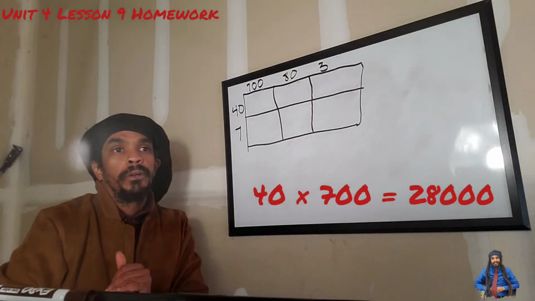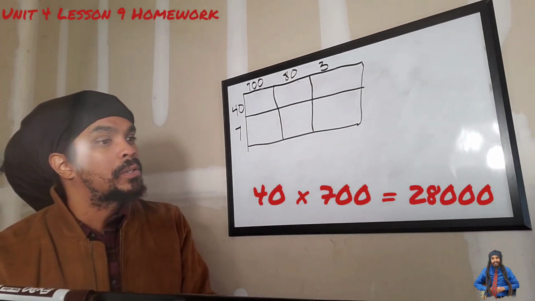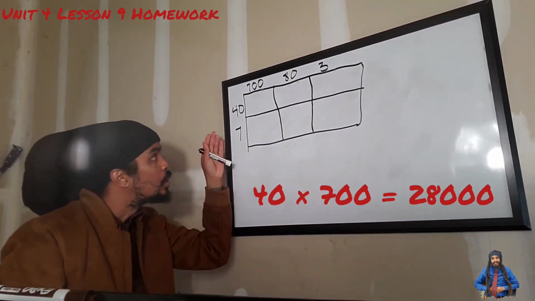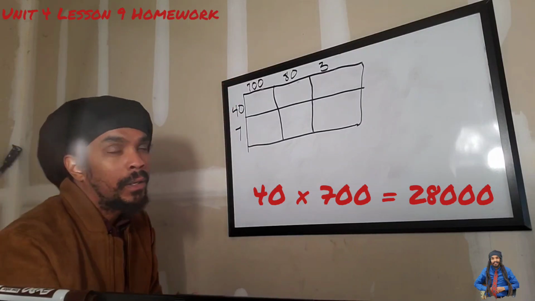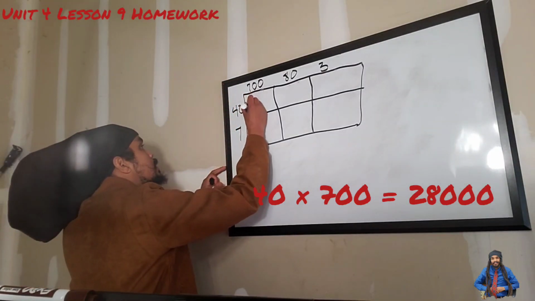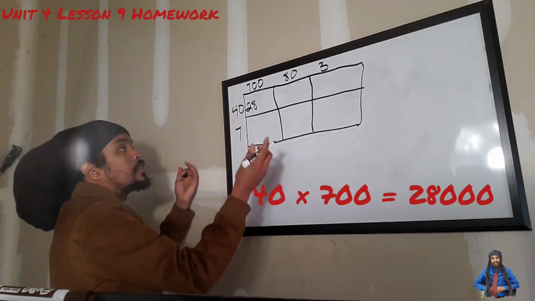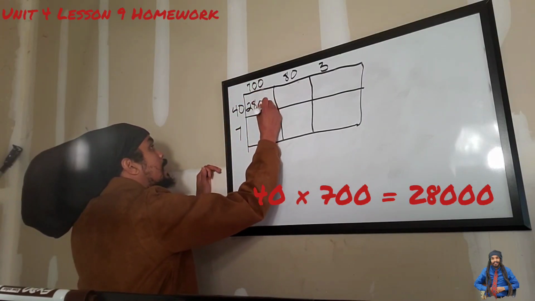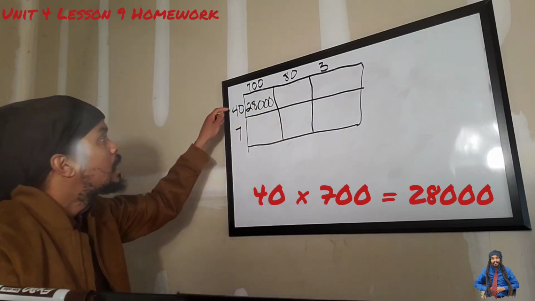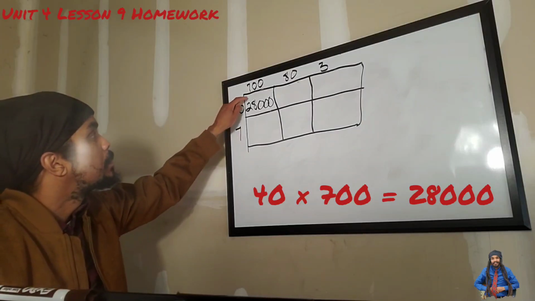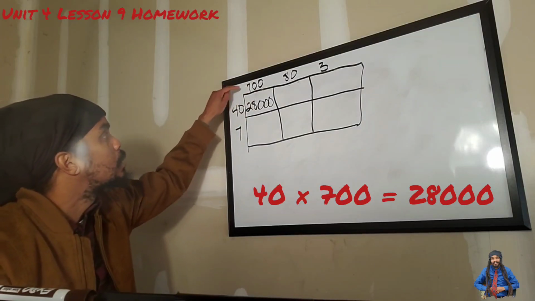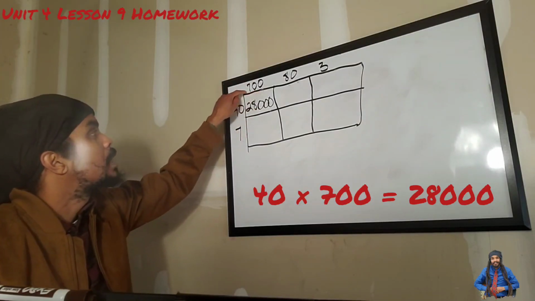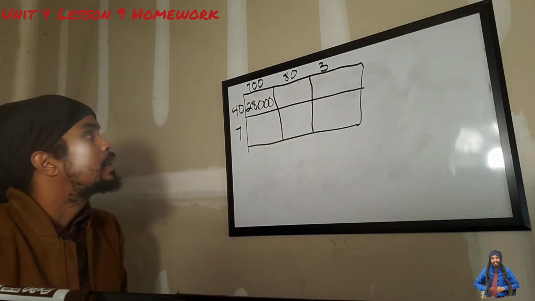40 times 700. That sounds like a big number to multiply, but let's focus on what we do know. 4 times 7 is 28, and then we can just add the zeros from the other numbers. 1, 2, 3. So 28,000 in the first row. I'm not going to write that we multiplied 40 times 700 for that first row. It'd be too small for you guys to see anyway.